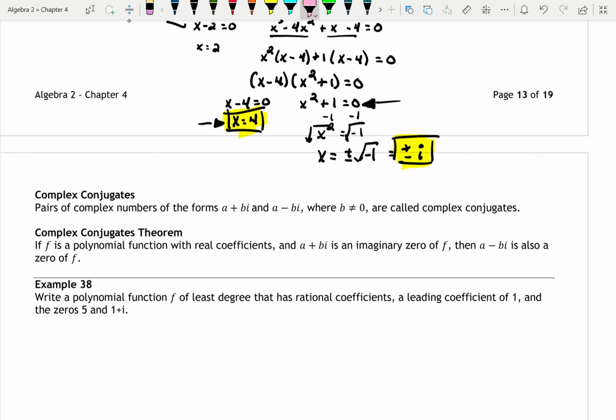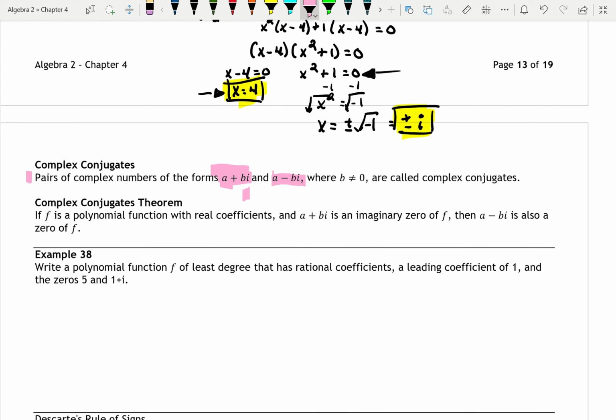Complex conjugates. Pairs of complex numbers of the form a plus bi and a minus bi, where b is not 0. They're going to be called complex conjugates. Remember, a conjugate means 2 binomials where the middle symbol is swapped, right? In the first one that we highlighted, there's a plus. In the second one, there's a minus. Right below it, we have the complex conjugates theorem. If f is a polynomial function with real coefficients and a plus bi is an imaginary zero, then a minus bi is also an imaginary zero.